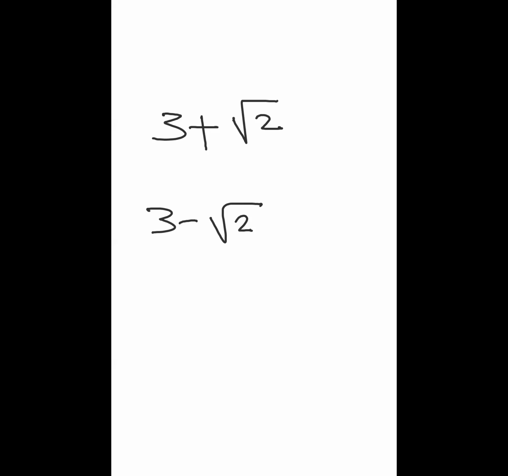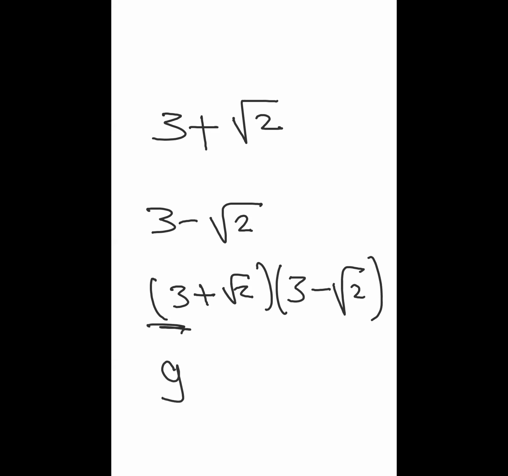Why 7? And how do we get 7? It's 3 plus square root of 2 times 3 minus square root of 2, right? So the two numbers are the same, but the only difference is the sign. Now it becomes a rule: a minus b times a plus b. So a squared, which is 9, minus b squared, which is 2. So it will equal 7.